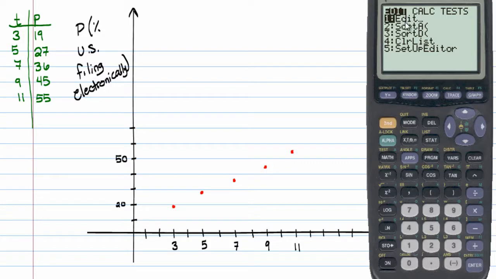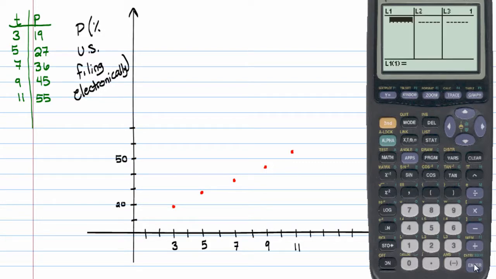We're actually going to edit a list here, so I'm going to hit enter to edit, and you'll see I have a list 1, a list 2, a list 3, but there's nothing in those lists. This is like my x values, this is like my y values, or in other words, my t values and my p values. So I'll just enter the values here that we have for t, which are 3, 5, 7, 9, and 11. Okay, and then you can use the right arrow to get over to the next list and enter these values: 19, 27, 36, 45, and 55.